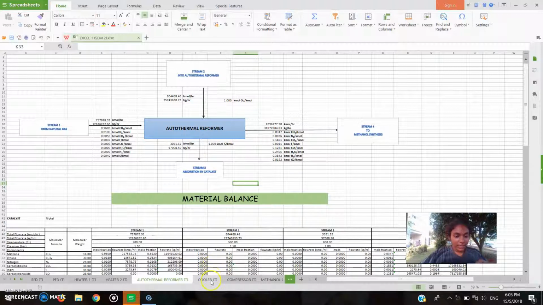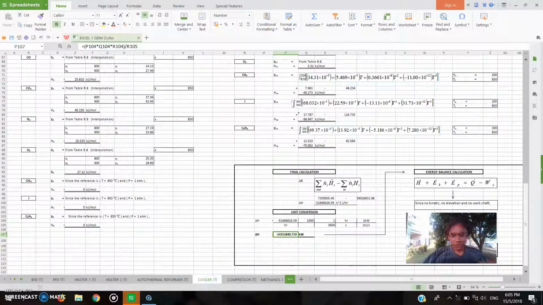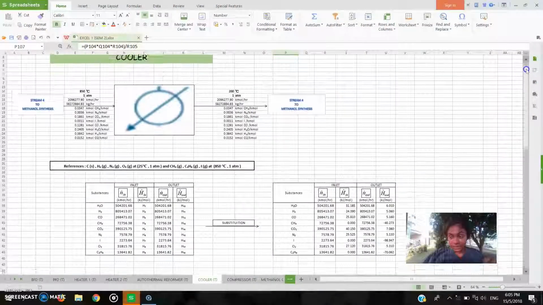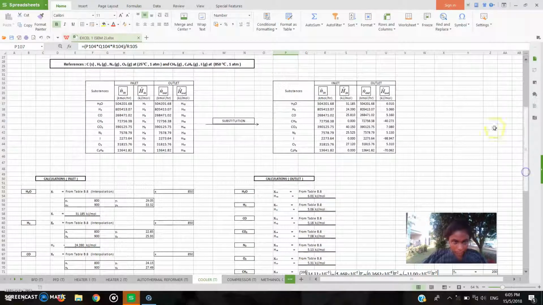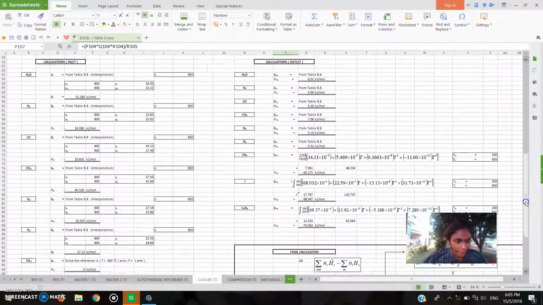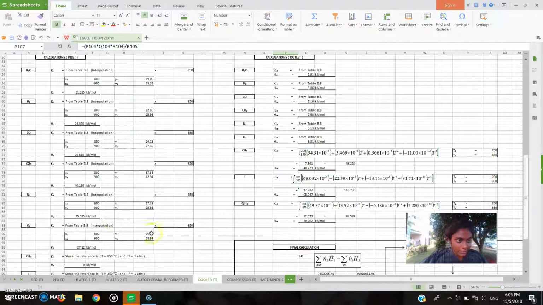Okay, now next I'll start with the cooler. After the autothermal reformer, we have to decrease the temperature, so that's why I use a cooler. The cooler decreases the temperature from 850 to 200 degrees Celsius. I've calculated the energy balance. This is my table for inlet and outlet energy. On my left hand side is the calculation for inlet, and my right hand side is the calculation for outlet.